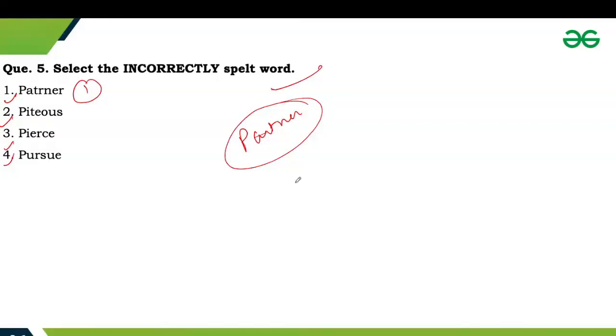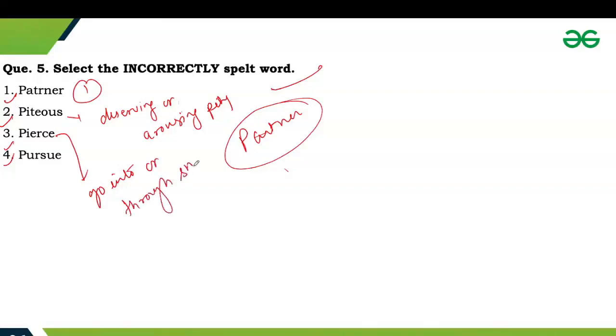Okay, partner means either of a pair of people engaged together in the same activity. Other words are like piteous. Piteous means deserving or arousing pity. Pierce means go into or go through something, or we can say of a sharp pointed object. Pursue means follow or chase someone or something.